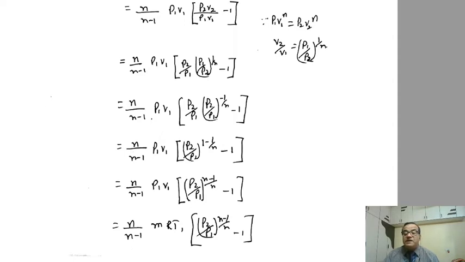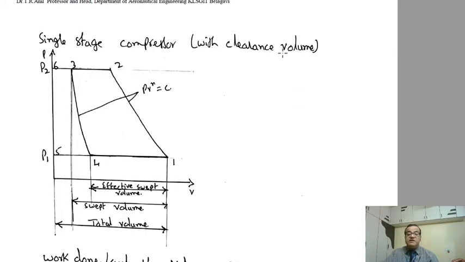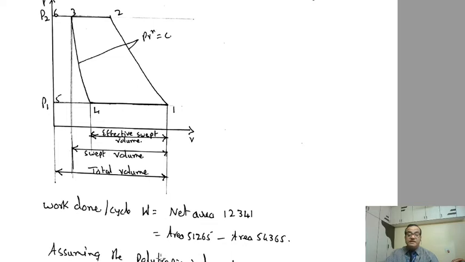So this is the final equation which we are looking out for work done for a single stage air compressor without clearance, that is n by n minus 1 P1 V1 times P2 by P1 to the power of n minus 1 by n, minus 1, or P1 V1 can be replaced by m R T1 and the other things remain the same. So this is the derivation basically for your single stage air compressor without clearance. Now we'll study about with clearance, how exactly a single stage air compressor with clearance looks like.